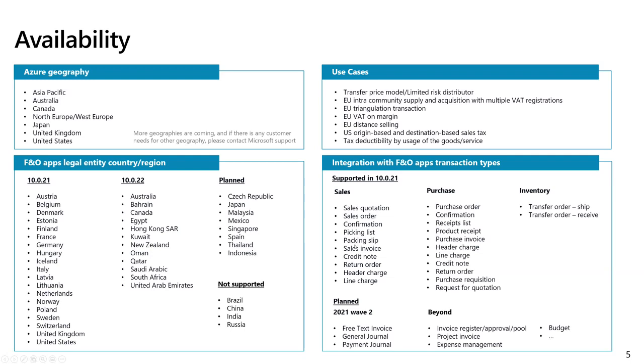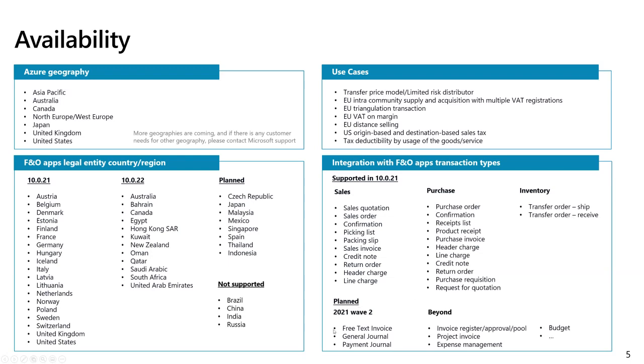sales order, packing slip, sales invoice, and we also support most of the purchase transactions: purchase order, product receipt, purchase invoice, and we also support inventory transactions. As I introduced, transfer order, the shipment, and the receiving part will be supported.